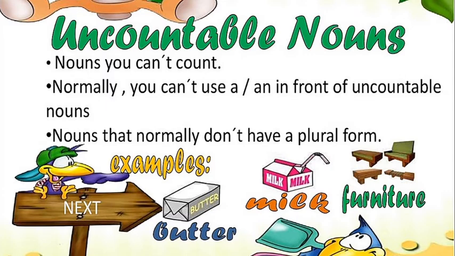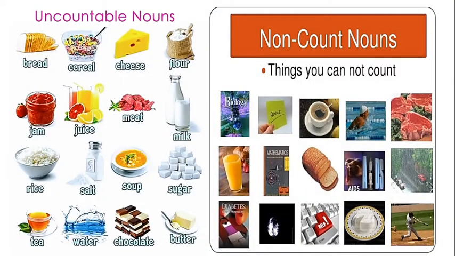Remember, the fact that uncountable nouns cannot be counted doesn't mean that we cannot count them using units of measurement. We can say a piece of furniture. We can say a carton of milk. So when we use such units of measurement to count uncountable nouns, such units of measurement are called partitives. Uncountable nouns are also called non-count nouns.